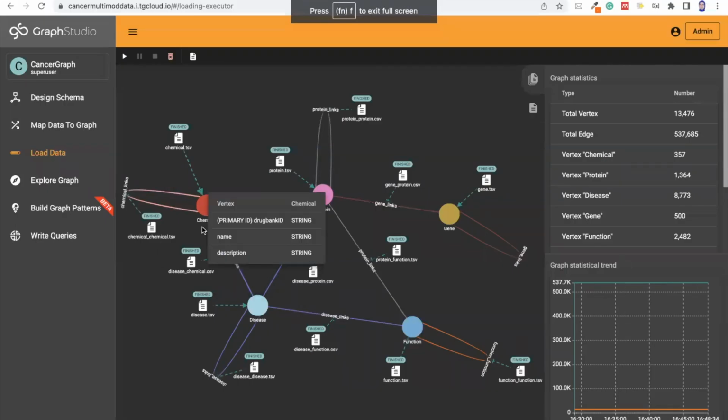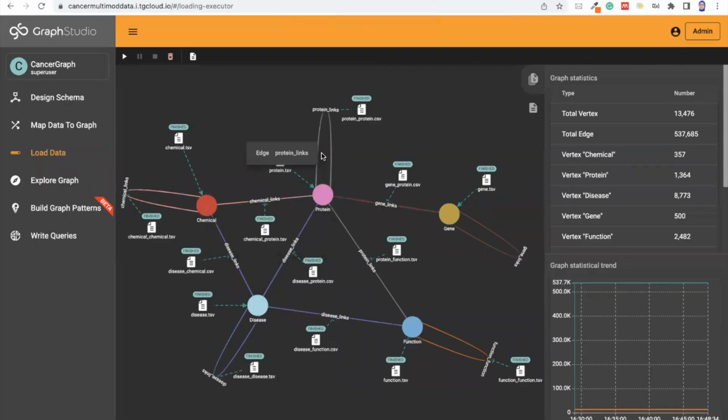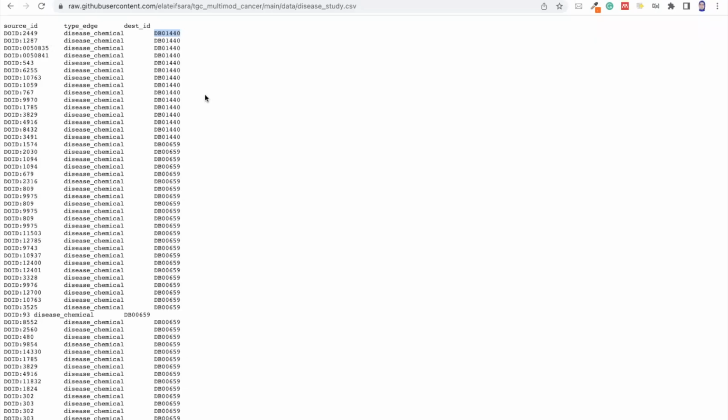As for the data, we had five modalities, which are chemical, protein, gene, function, and disease. And as you can see, they have different relationships between them. But what we were interested in was to detect the relationship between diseases and predict new links, new diseases. That's why we took the data and transformed it into triplets format.